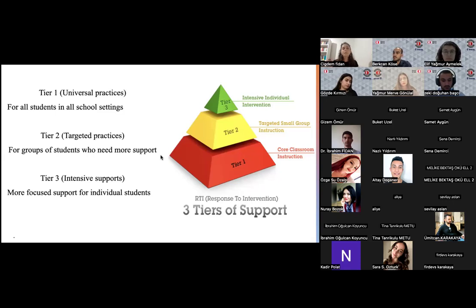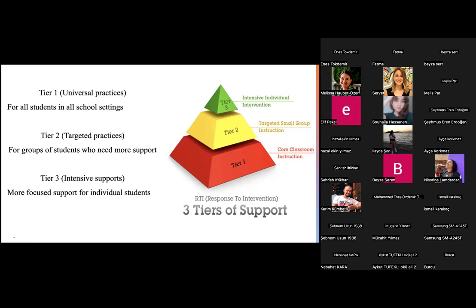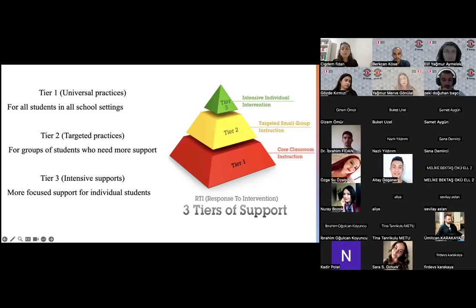That's why when an ELT teacher goes to the field after graduating from a higher education institution and has a student with a disability in their classroom, they mostly do not know how to use targeted practices, or what targeted practices can be used for that specific student. This is something higher education institutions should think about, to integrate tier 2 and tier 3 practices in their education programs.